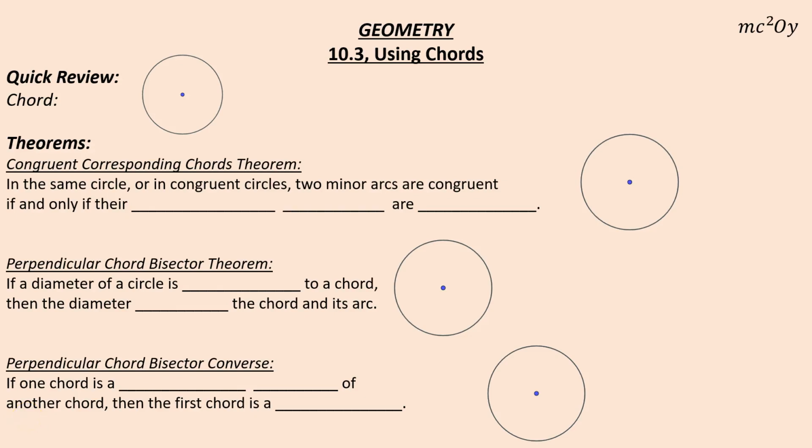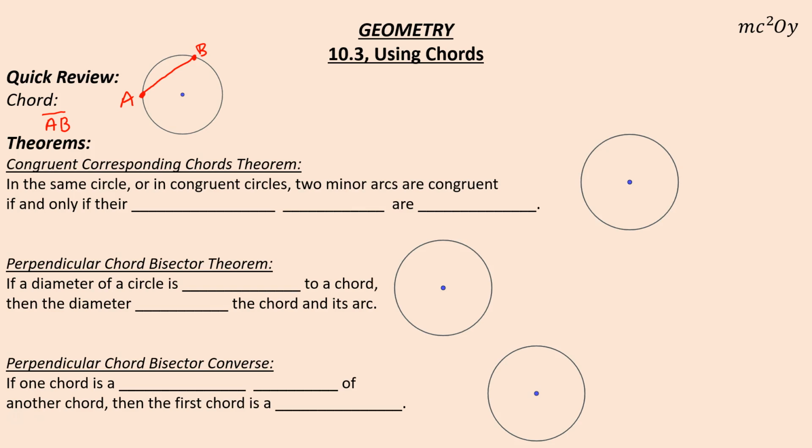Okay, we're going to talk about using chords today. First, a quick review. A chord is any segment that connects 2 points on the edge of a circle. So let's title those A and B. So chord, or line AB, is a chord. Okay, so we reviewed that, or we've done that in the past.